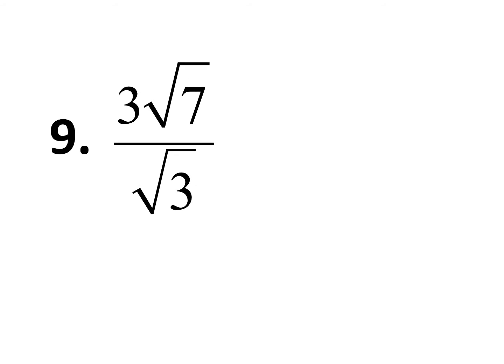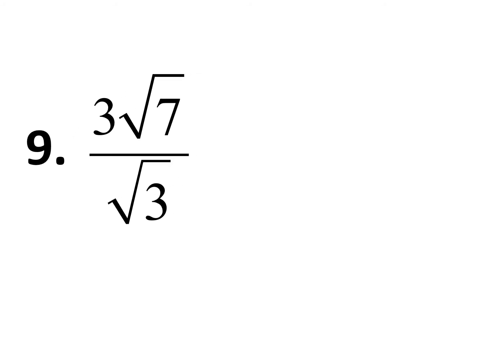Number 9. What are we going to multiply by here? By what? Square root of 3 over the square root of 3. Where are you getting 21? You're multiplying them together. Yeah. You want to multiply by something over itself, right? We want to multiply by 1. So the square root of 3 over the square root of 3.